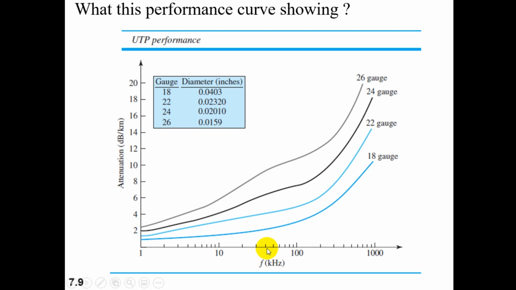When you go to a higher frequency, the cable is not suitable, because at, let's suppose, 1000 kilohertz, the attenuation is very high. So this UTP cable is more useful at the lower frequency range. That's why we have different types of cables, because each cable can only pass a signal with good strength for a certain range of frequencies only.